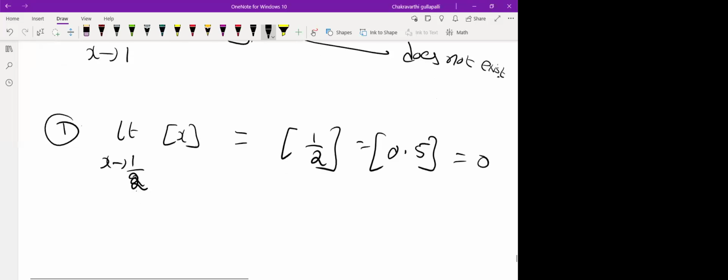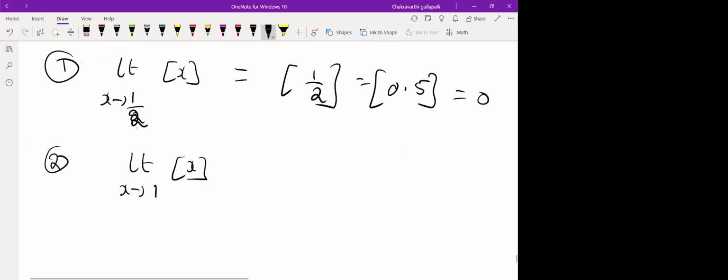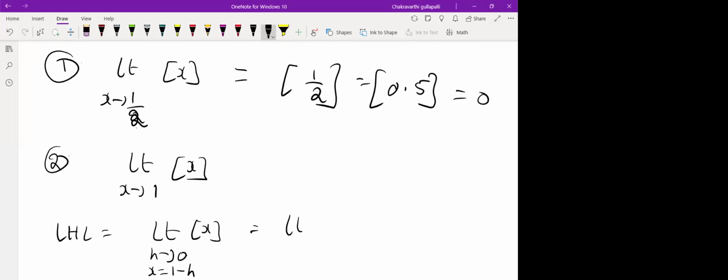Next, I'll give you one more question. How about 1? 1 is a break point, so we cannot do it directly. Whenever there is a break, we have to go for LHL and RHL. But in appearance there is no break, so we have to go for the h concept. So limit h approaching 0, replace x by 1 minus h. Less than a means a minus h. Here a means 1, so box of 1 minus h.